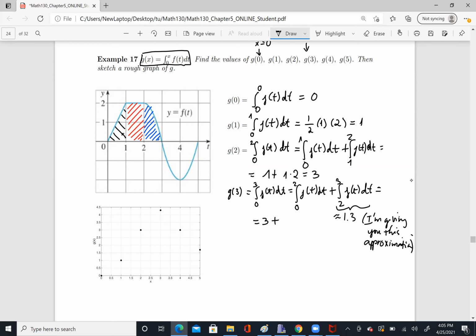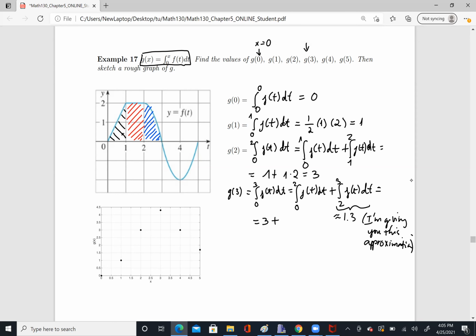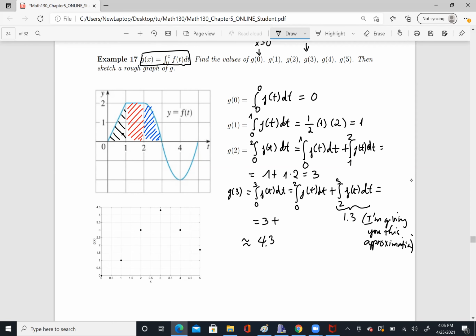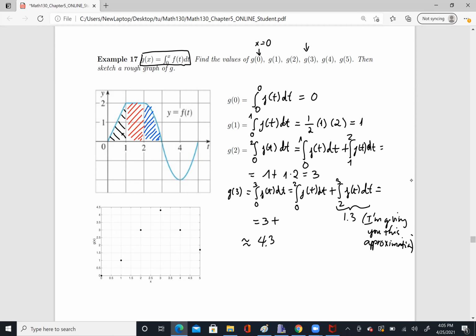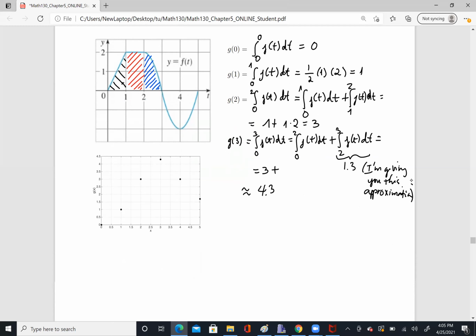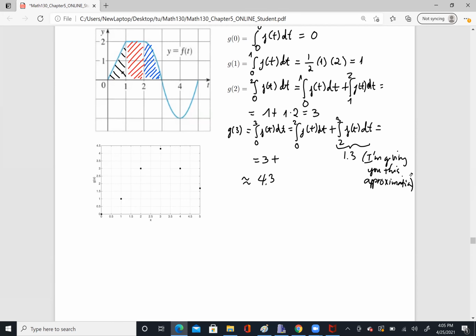Okay, so it's going to be approximately equal to 4.3, right? 4.3. Okay, that is G of 3. What about G of 4?